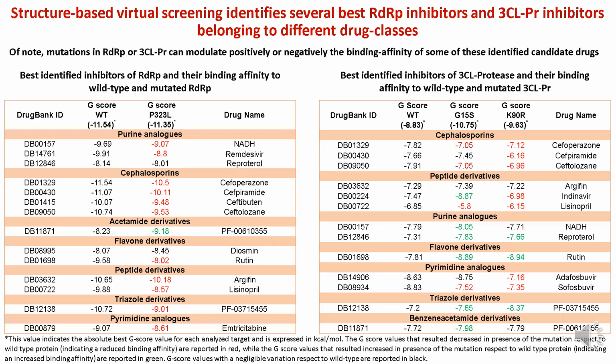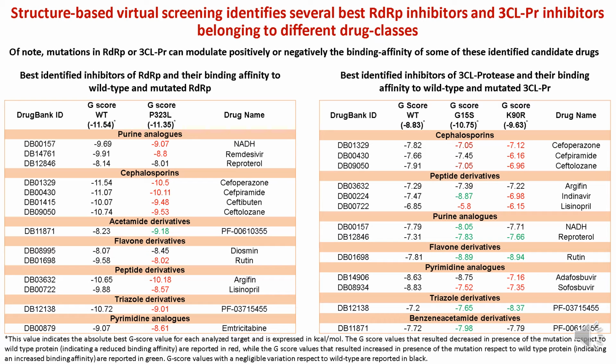To evaluate the impact of the identified mutations on the drug binding affinity, we applied an in silico drug repurposing approach to select the best inhibitors of the main protease and polymerase among the drugs that have been approved by the FDA. Then we evaluated if the mutations identified in the polymerase and the protease can modulate positively or negatively the binding affinity between the enzyme and the inhibitor. Considering the wild type, the structural-based virtual screening identified 14 potential polymerase inhibitors and 13 potential protease inhibitors.